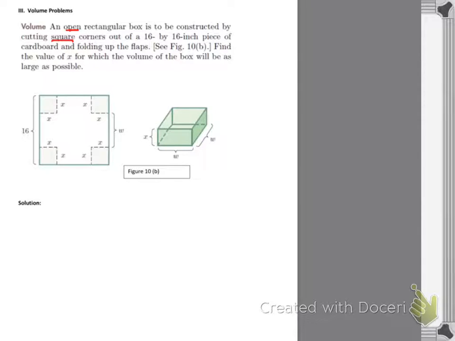So the volume of your box, volume is always length times width times height. So in this situation, it's going to be w squared times x. And we want to maximize this volume, so that means that this is our objective function.